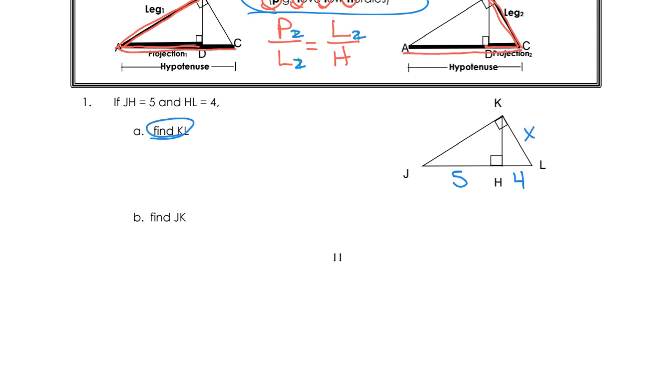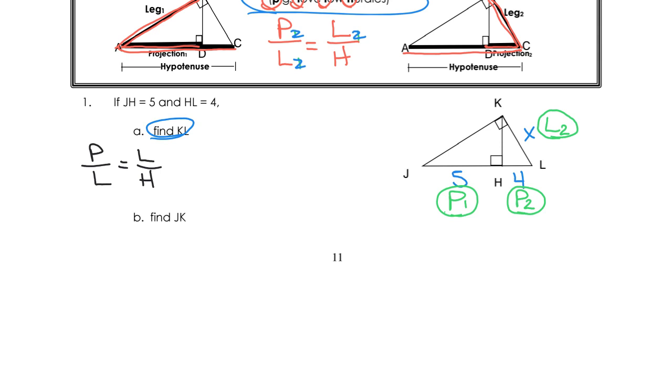Looking at my picture, because I'm solving for X, I have to know that this is a leg 2. That makes 4 a projection 2, and it makes 5 a projection 1. Notice there's nothing on our altitude. We're not asked to solve for KH, and we have no information on KH. Therefore, we're not using pigs are awesome pets. We're using pigs love low hurdles.